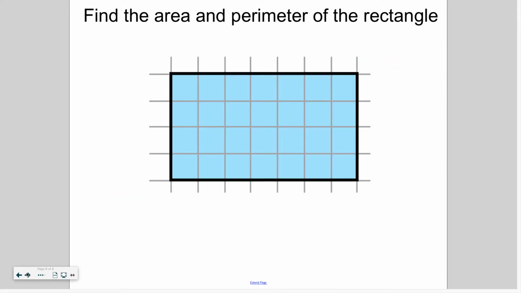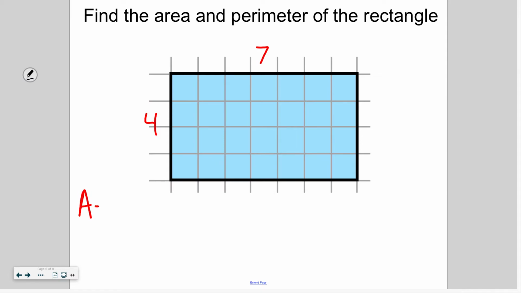So let's try one together. Let's look at this shape here. What do we have to do first in order to be able to find the area? Well, if you remember, we have to find out how long the sides are, right? So 1, 2, 3, 4, 5, 6, 7. This side is 7. And going down, 1, 2, 3, 4. This side is 4. So let's do the area first.